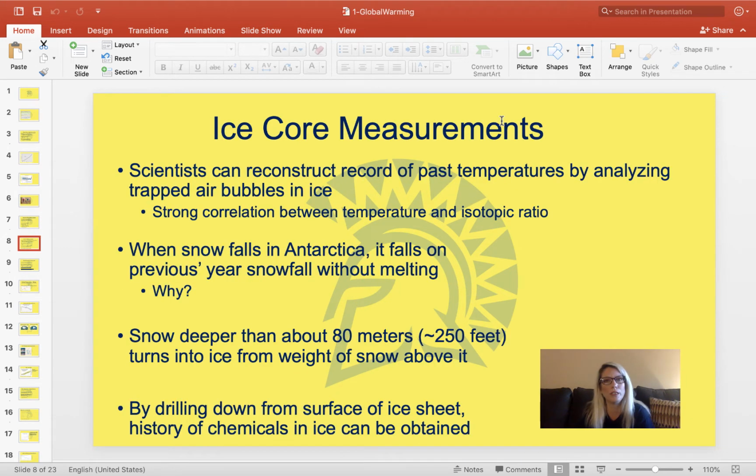But how do we deal with these ice core measurements? We can actually analyze air bubbles that have been trapped inside the ice. They can extract the air bubble and then tell what the makeup of the air inside of it was. Also, when snow falls in Antarctica, it falls on a previous year's snowfall without melting. So it's just like a layer, and it turns into ice below it. Snow deeper than 80 meters turns into ice, like I said, from the weight of the snow above it. And by drilling down from the surface of the ice sheet, the history of chemicals in the ice can be obtained. It's kind of like when you drill down into sediments in a mountain. You can see the different sediments.